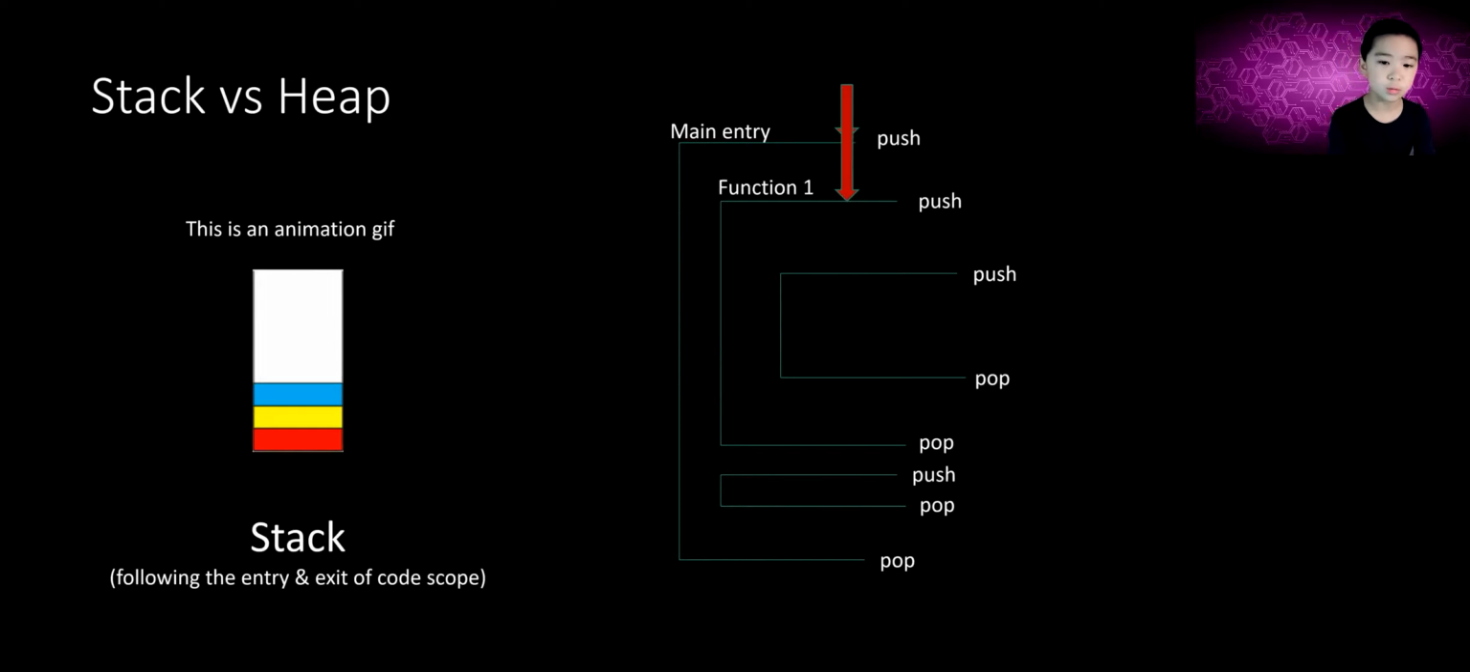Then the main function will call another function which will pass in some other parameters. The parameters will continue to be pushed to the stack until here. And this is where the innermost function exits. At that moment, the most recently pushed parameters will be popped out. And then the next parameters below get popped out and so on.